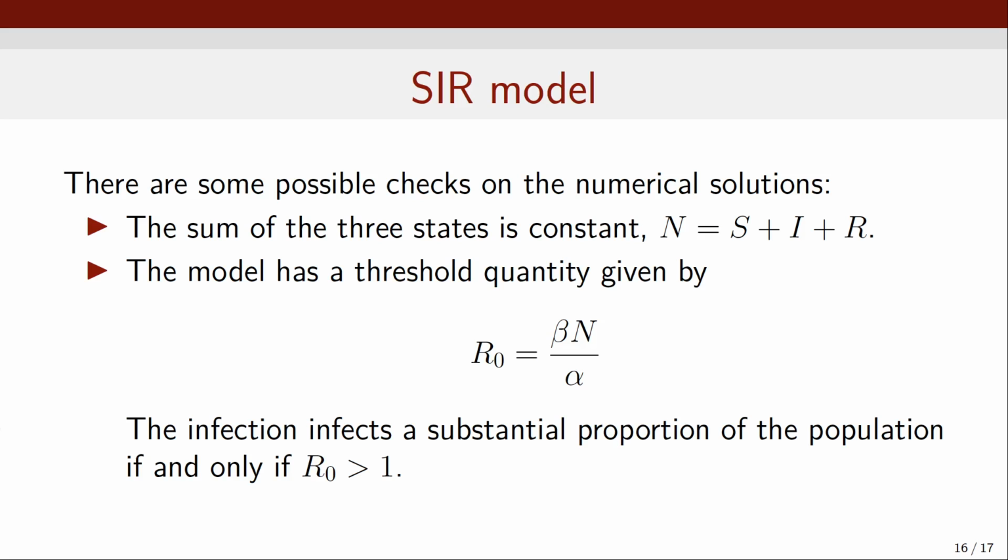Also, the model has a threshold quantity given by R naught equals beta N divided by alpha. And it's possible to show that the infection infects a substantial proportion of the population if and only if R naught is greater than 1. That means that the infection starts spreading exponentially, at least initially, and if R naught is lower than 1, then the infection decreases exponentially.